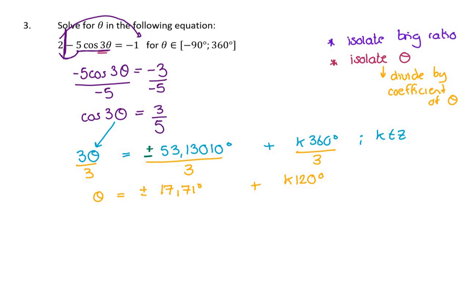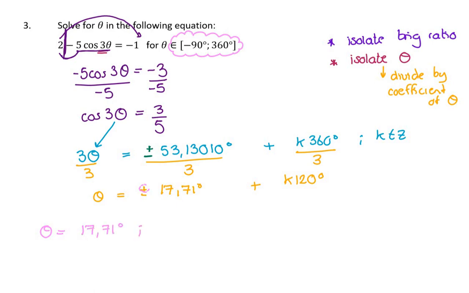Now lastly in this example, this is pretty much combining everything we need to ever know. They gave me a specific domain. They said from minus 90 to 360. And now they want me to list all the angles. So let's start. Well, the first solution is positive 17,71, and that is in this range.